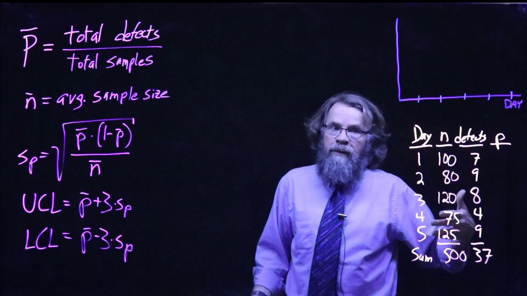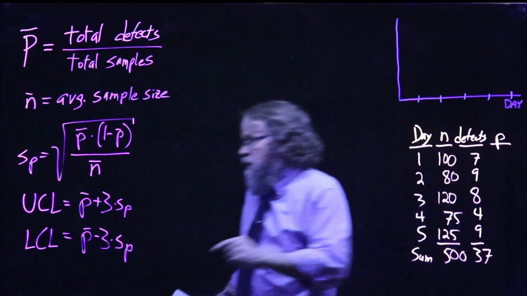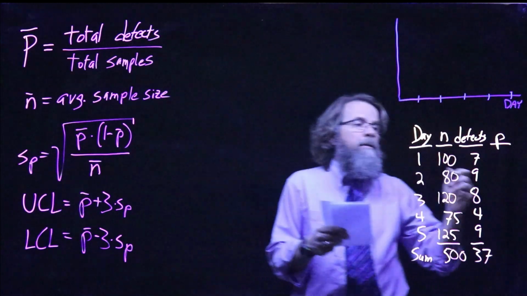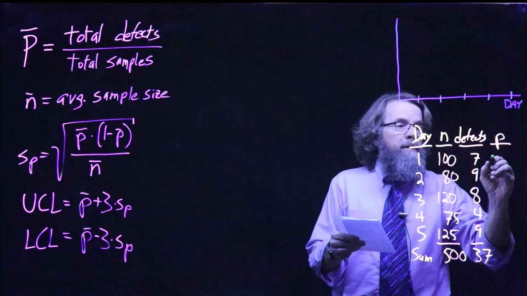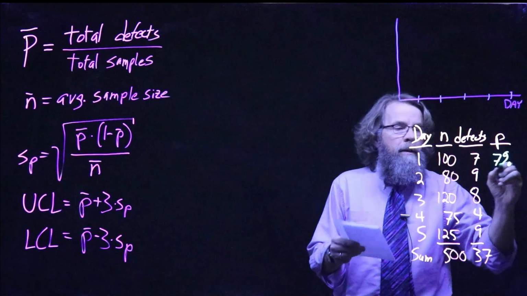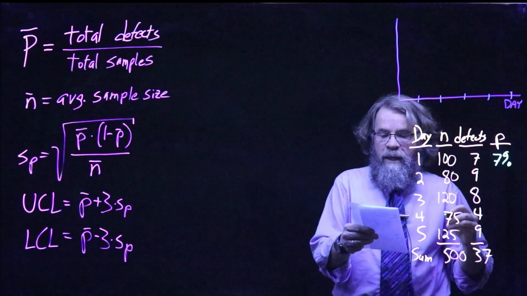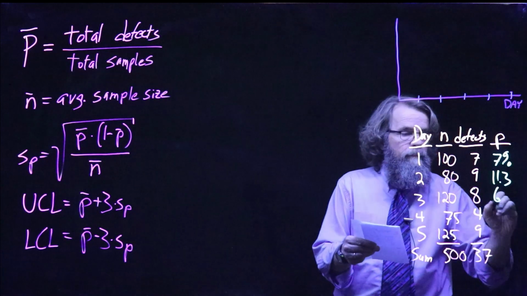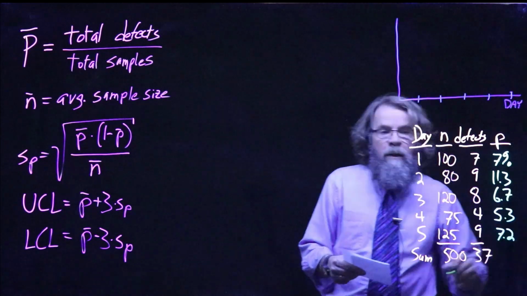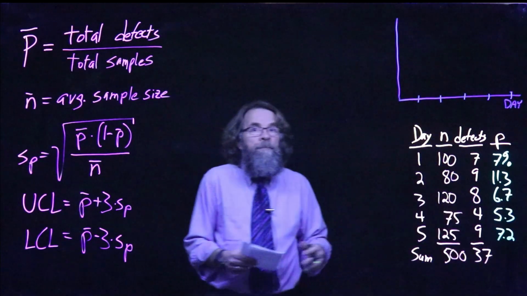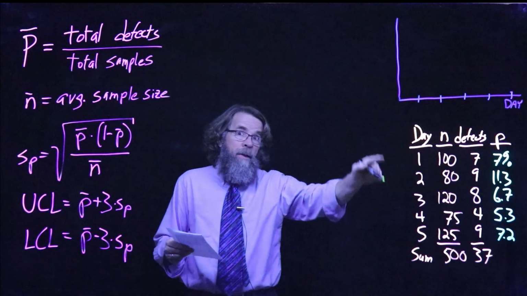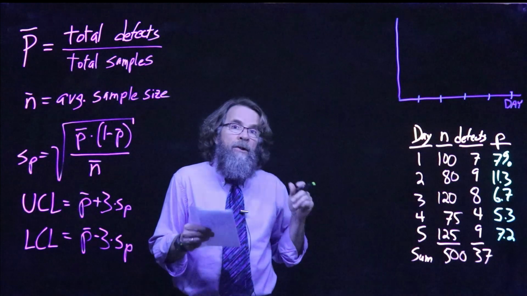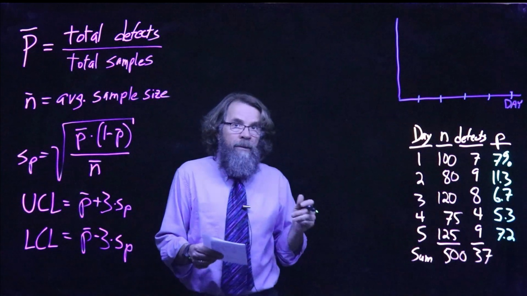And then out of all those samples we collected, we need to know what the defect rate is. So if 7 out of 100 are defective, obviously that gives us a defect rate of 7%. 9 out of 80 is 11.3. So we've computed the defect rate every day, and that is what we will be plotting on our graph in a moment. But first we need to know the control limits for this graph.